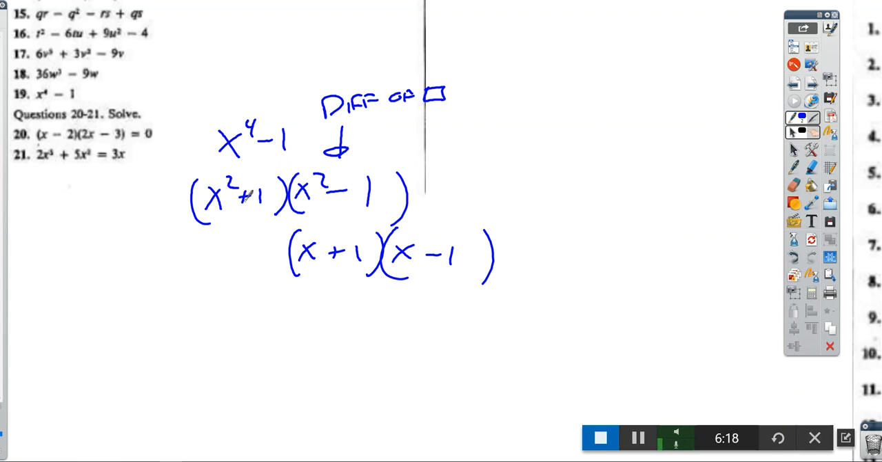But this is not a difference of squares because this is an addition. It's a sum of squares, which isn't really a thing. So I can't do anything else with this. And so there we go.